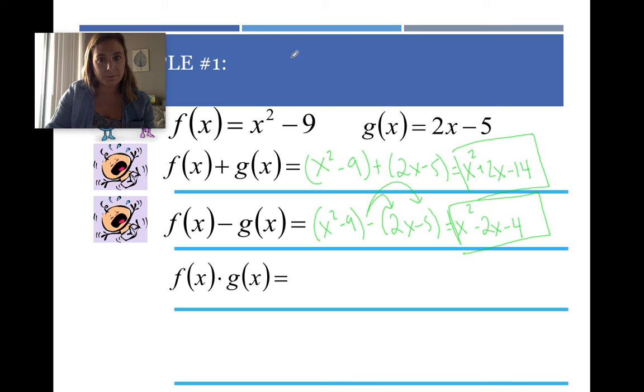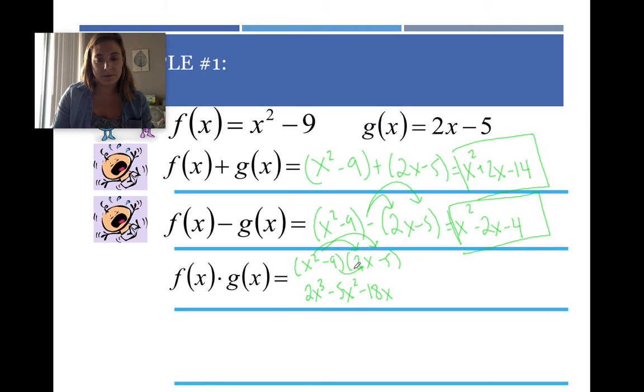What if I multiply them? This looks fun. x squared minus 9 times 2x minus 5. I'm going to have to use double distribution. I'm going to have to distribute the x squared and distribute that negative 9. So that gives me 2x to the third minus 5x squared minus 18x. So now I distributed the x squared, and I'll distribute the negative 9.